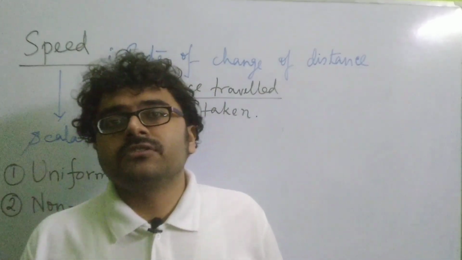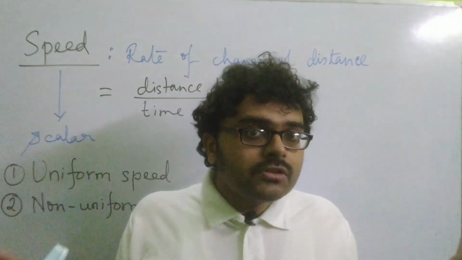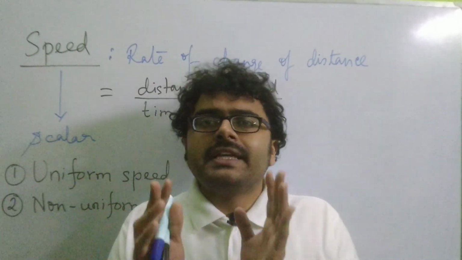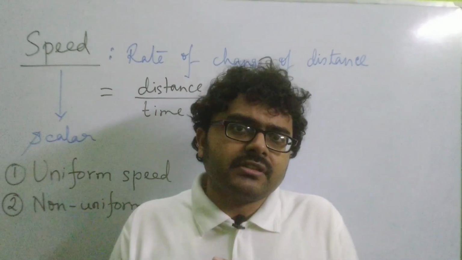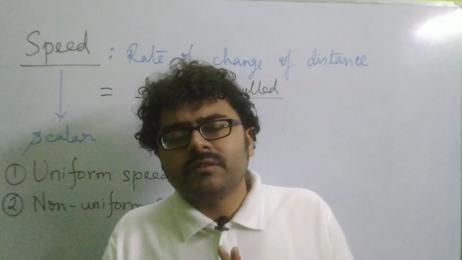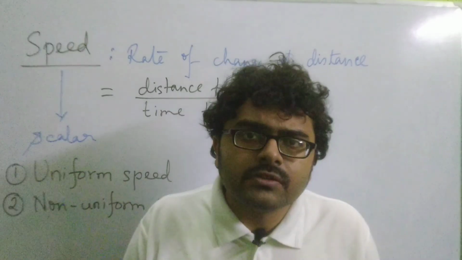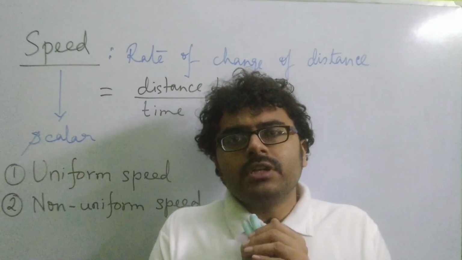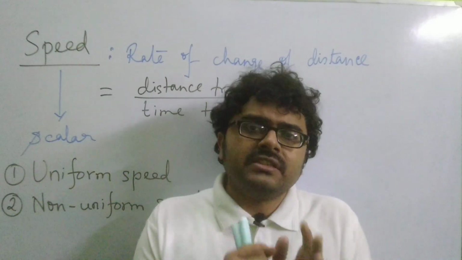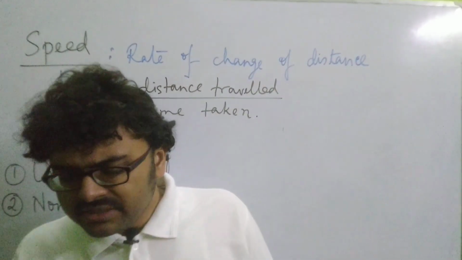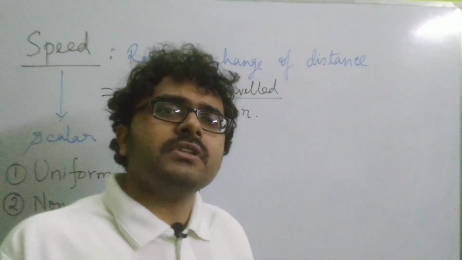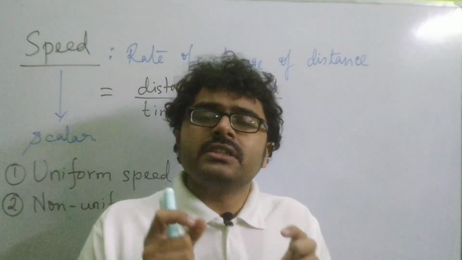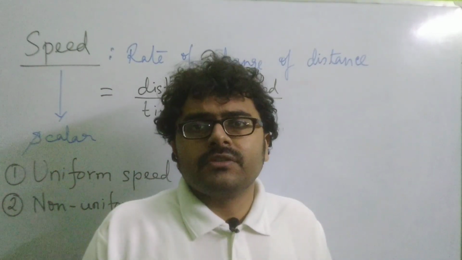In other words, you can also say that if the body does not cover equal distances in equal time intervals, then that can also be regarded as non-uniform speed or variable speed. Okay, so the definition of non-uniform speed or variable speed is clear. Uniform is when the body covers equal distance in equal time intervals. Non-uniform is when the body covers unequal distances in equal time intervals. So that is regarded as non-uniform or variable speed.